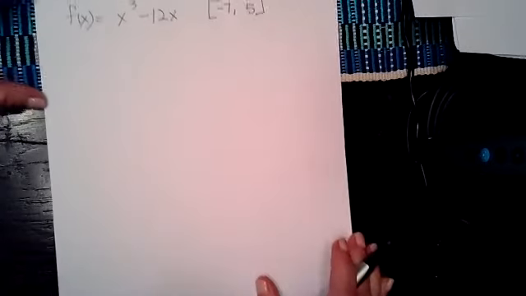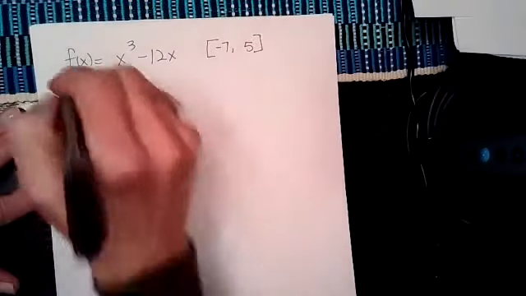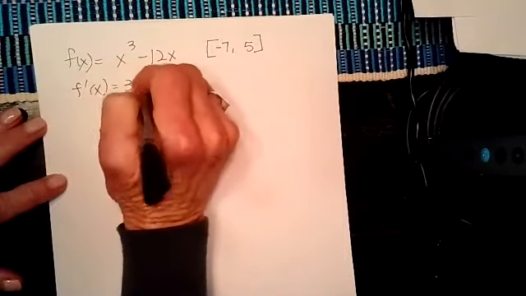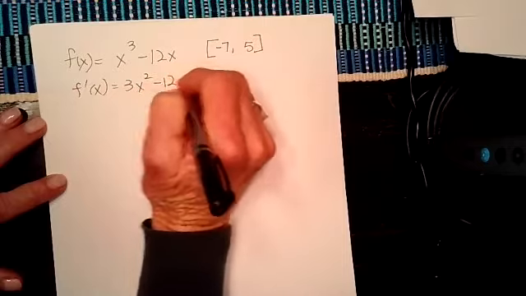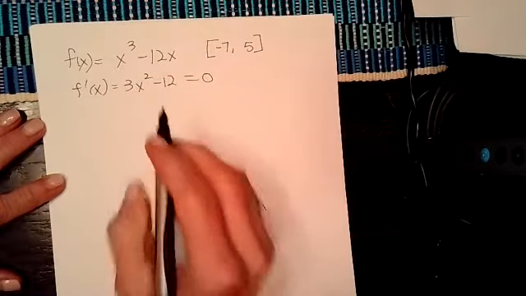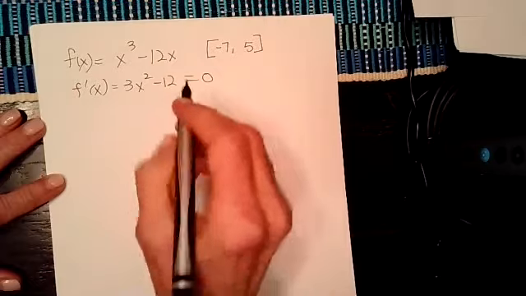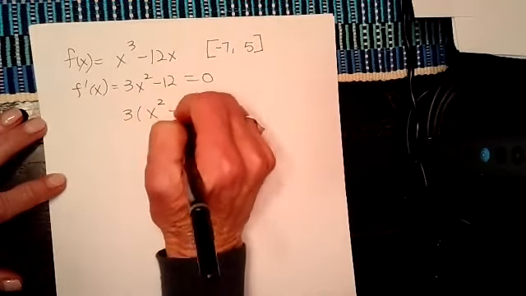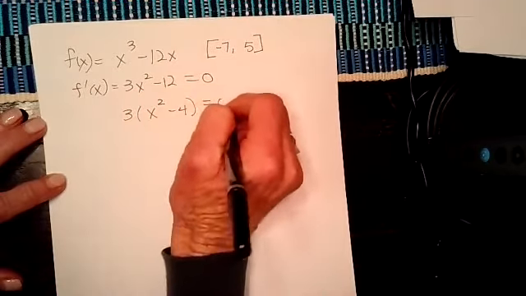Okay, so here we go. All right, so I find my derivative. f prime of x is 3x squared minus 12, which is equal to 0. Okay, so I have to factor that. So I want the coefficient of x squared to be 1. So if I take out a 3, I get x squared minus 4, and I set that equal to 0.